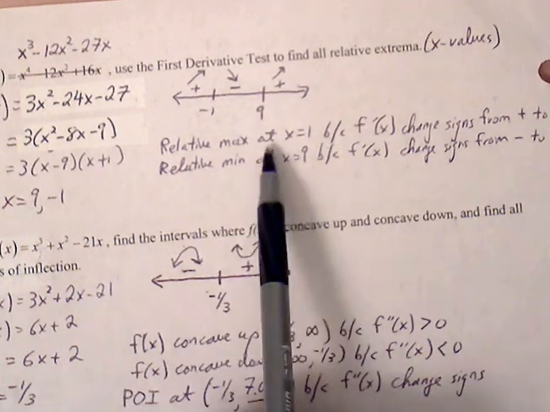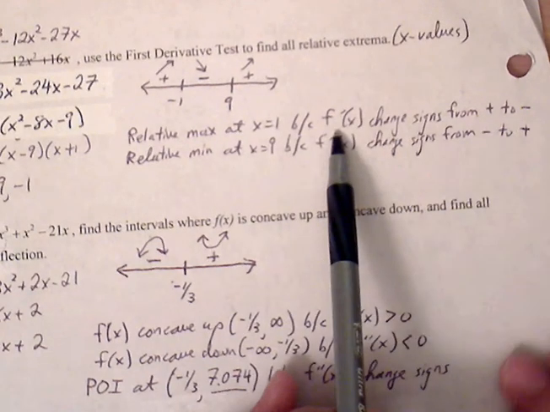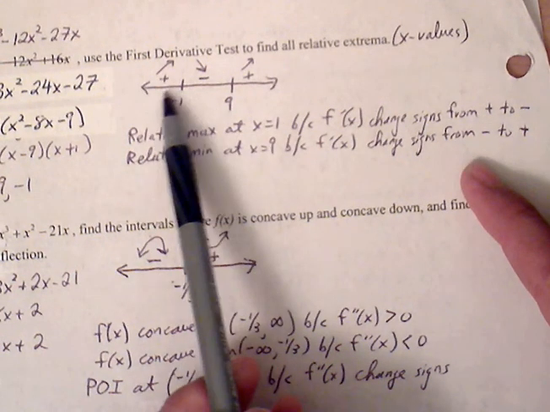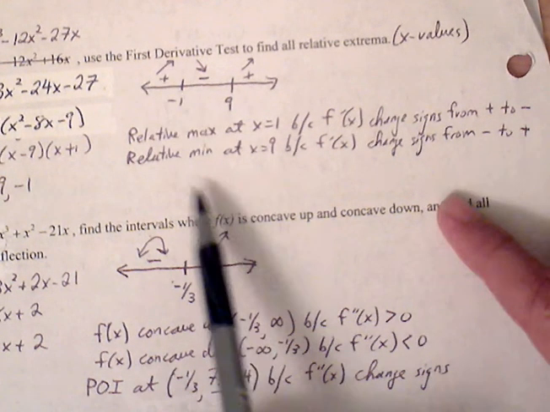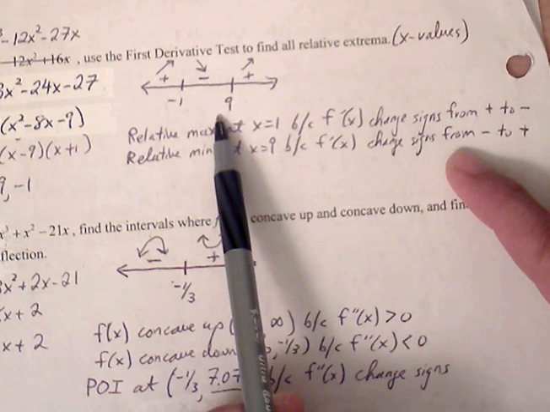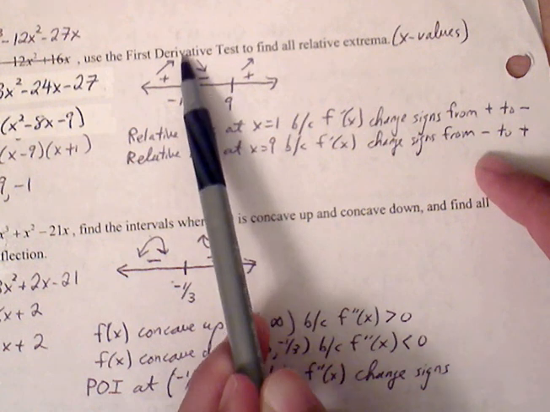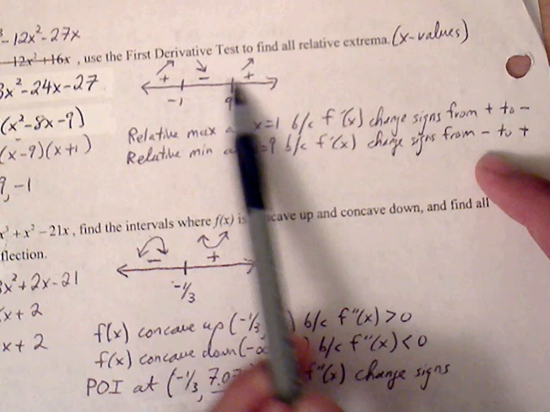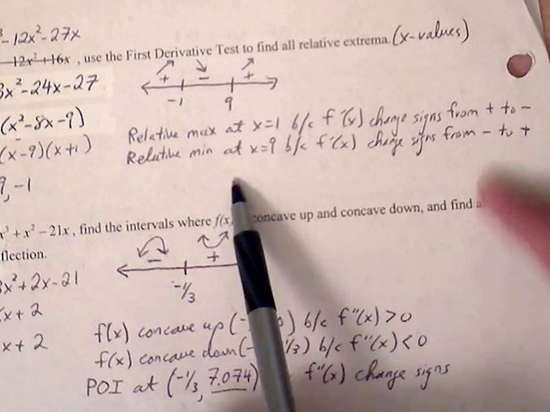So relative maximum at x equals negative 1 because f prime changes from positive to negative. Rising slope to falling slope will create a relative max. And then relative minimum at x equals 9 because f prime changes signs from negative to positive. So a falling graph followed by a rising graph will indicate that there's going to be a relative minimum there.